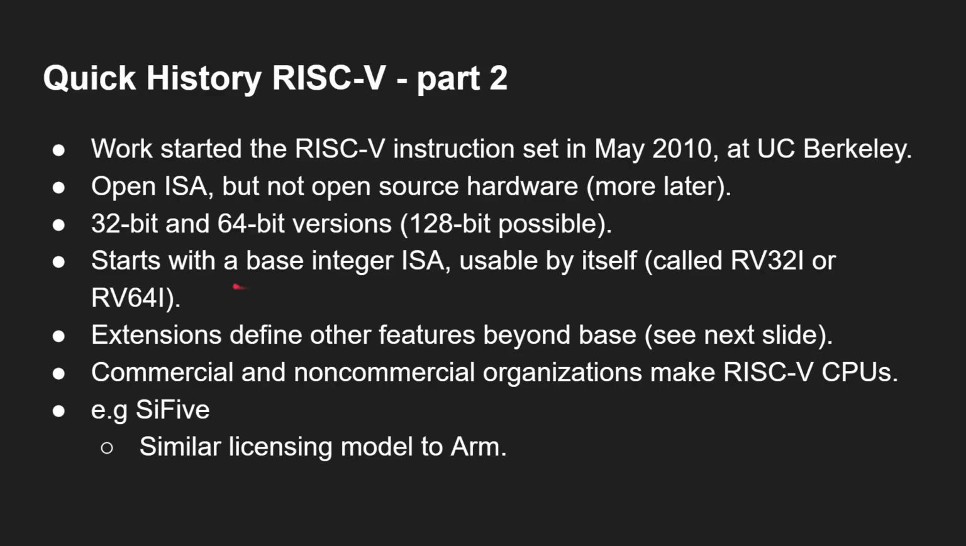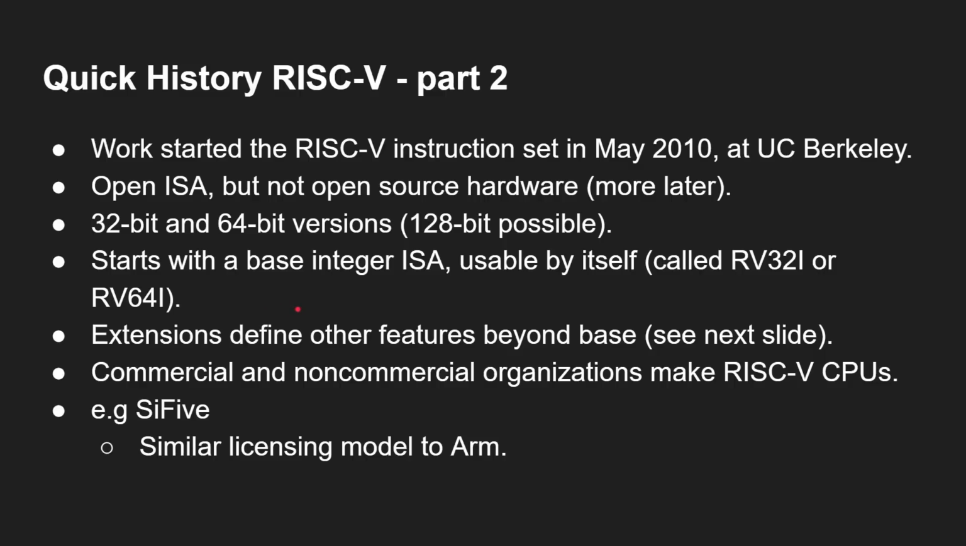Now, all RISC-V CPUs have to implement the base integer ISA, and then if it's 32-bit or 64-bit, it calls itself RV32I for integer, or RV64I. That's the very basic CPU that needs to be implemented, and it's very simple. It doesn't even have multiply and divide operations inside of it, but every CPU needs to do that. And then there are extensions beyond that which add in extra functionality.